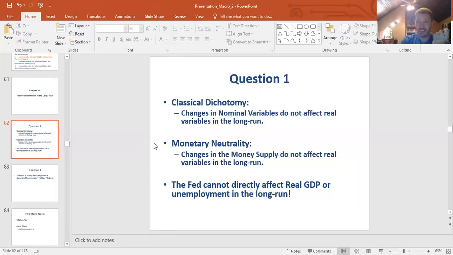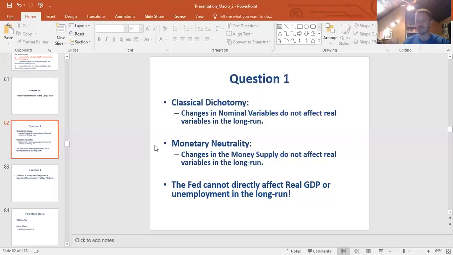The Fed definitely can make a difference in the short run. And we're going to spend a lot of time here in the next few chapters talking about how that works, how the Fed can make a difference in the short run. So we're not talking about just over the course of a few months or over the course of 6 months or even over the course of the year. We're talking about the long run.